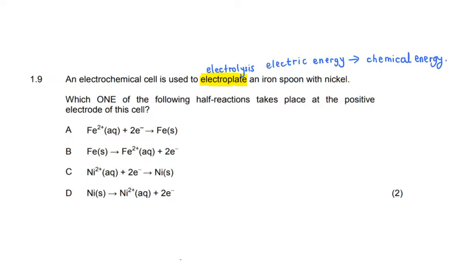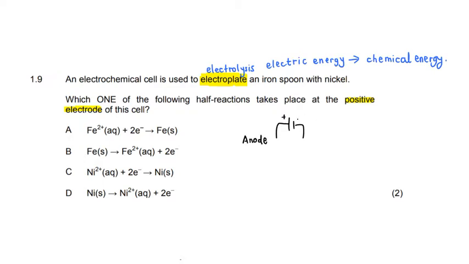All right, let's read on. They say to electroplate an iron spoon with nickel. Now, which one of the following half reactions takes place at the positive electrode of the cell? Let's just quickly remind ourselves of the setup of electroplating. Obviously, we need a battery. And now we're asking what is happening at the positive electrode. The electrode that's going to be connected to the positive end of your battery is always going to be the anode.